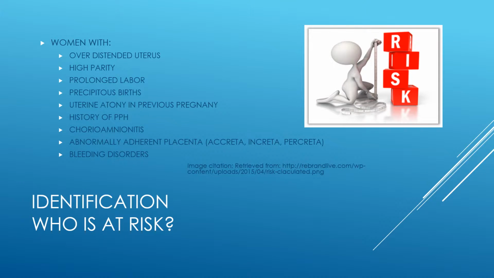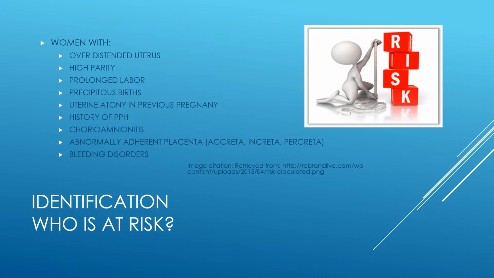One of the most important things to do when being proactive is to assess your patient and to identify who is at risk for a postpartum hemorrhage. Women with over-distended uteruses, which are usually women who have babies who are larger than normal, or who have more fluid than normal in their uterus, have over-distended uteruses. Any woman who has a high parity. These are moms who have had 3 or more children and whose uterus is just getting a little tired now.